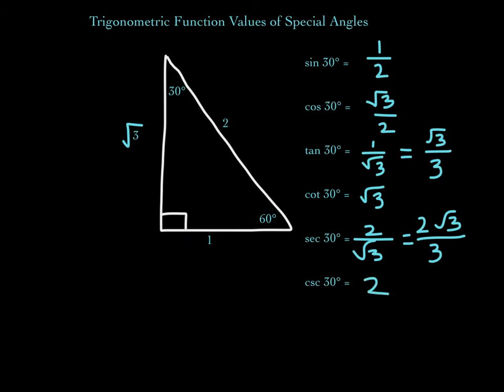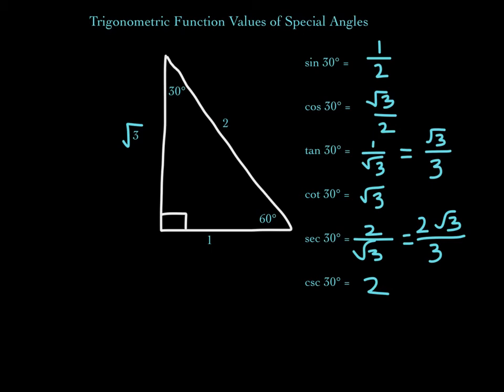These function values are really important. 1/2, root 3 over 2, root 3 over 3, root 3, 2 root 3 over 3, and 2. These are all the trig function values of 30 degrees. What I would like us to do now is to derive all of the 6 trig function values for 60 degrees. But I wonder if we can use what we've studied in this lesson to save us time.